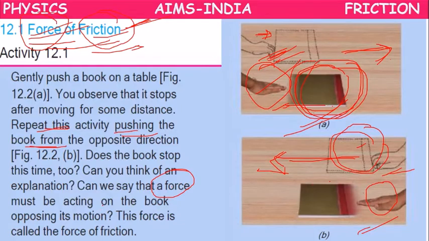Why are we using the word opposing? Because if it supported motion, then it might have traveled some more distance, a longer distance. It wouldn't stop. So it is stopping means the book is traveling forward and some force is acting backward. So that's why it has been stopped.